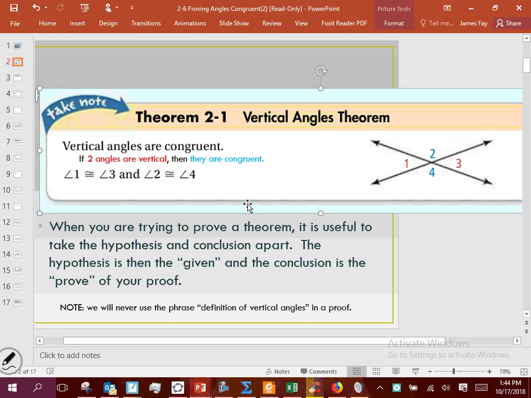But you will maybe come to a point in your math career. It might be this year. It might be the end of course again. It might not be until you're a sophomore in college. I don't know when it's going to happen to you. But they're going to say, prove the vertical angle theorem.